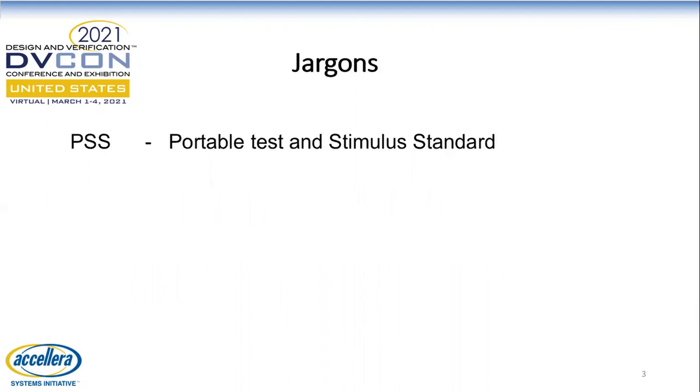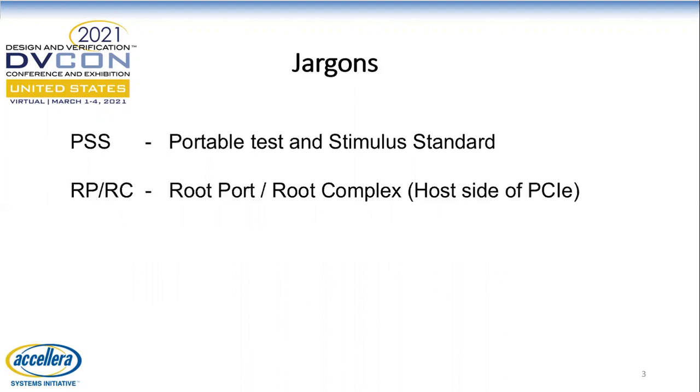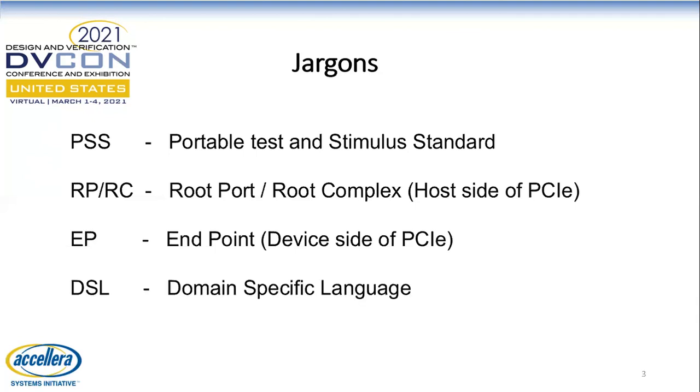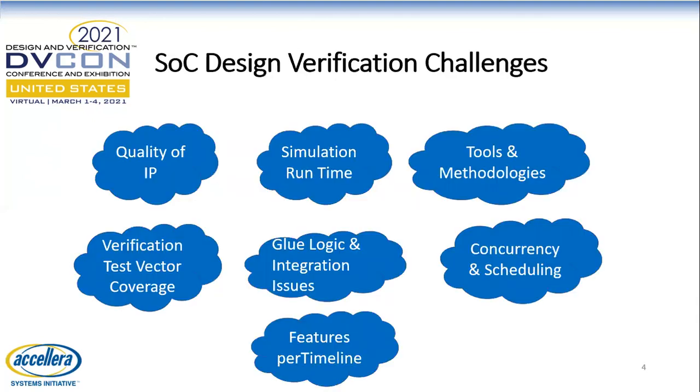Some of the jargons used in this presentation are PSS, that is Portable Test and Stimulus Standard. It's an Accellera standard. RP or RC, that is root port or root complex. They represent the host side of PCI Express. EP, its endpoint. It represents the device side of PCI Express. DSL, it stands for Domain Specific Language. It's a PSS language. Moving to next slide.